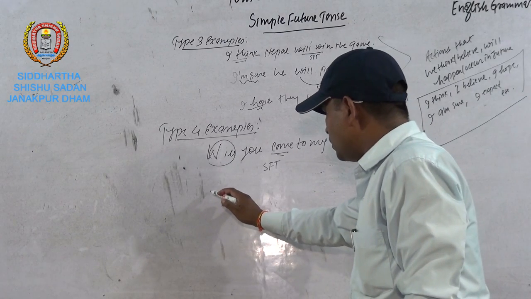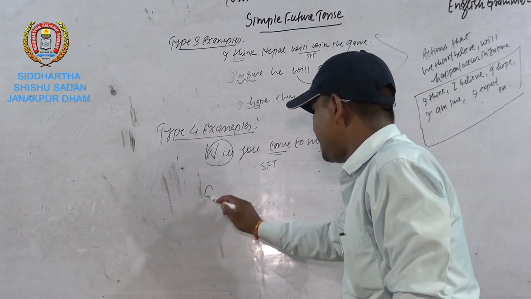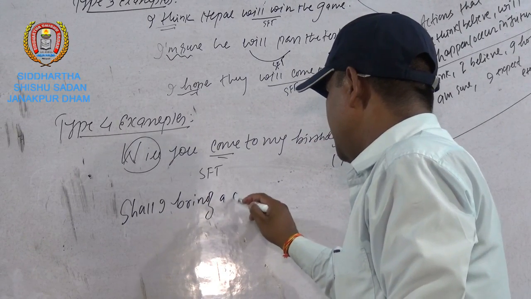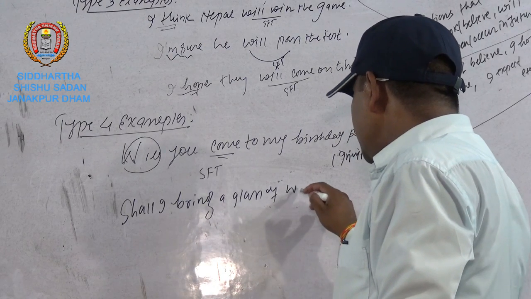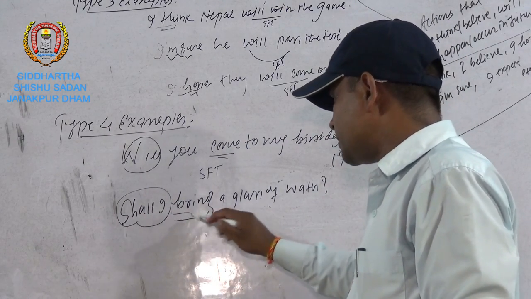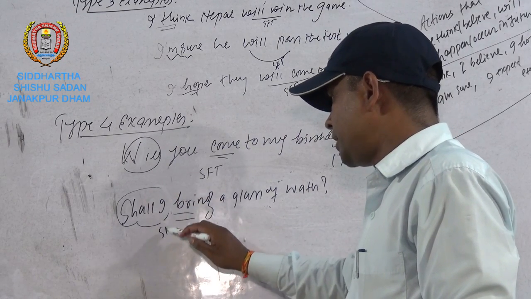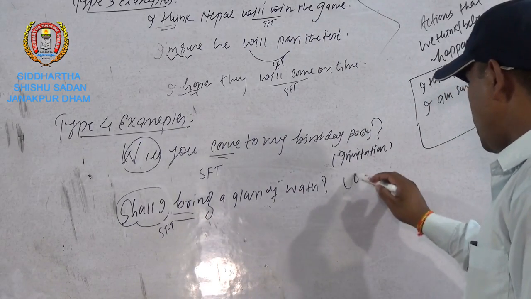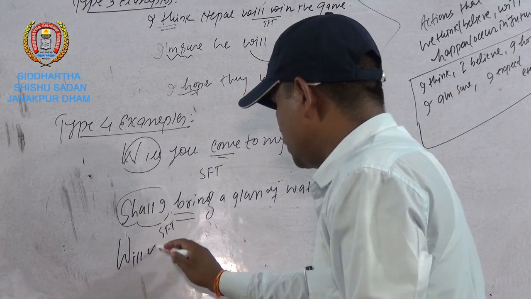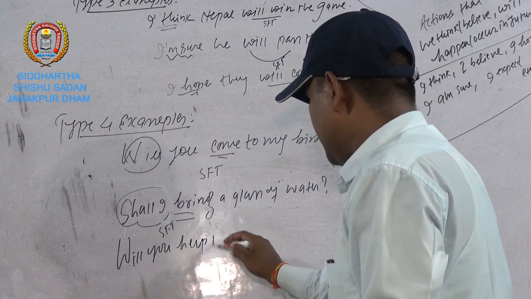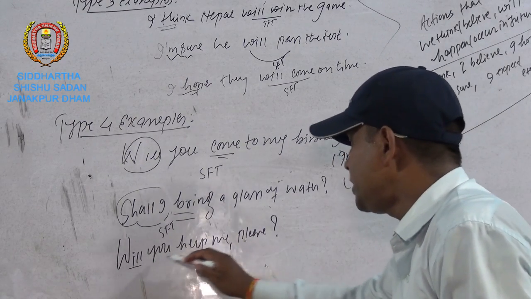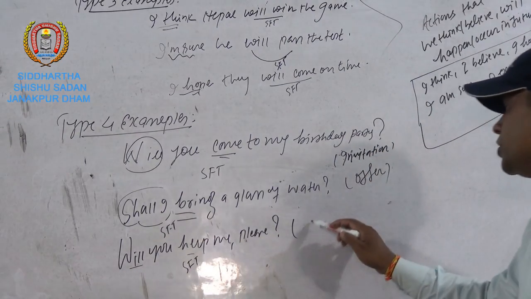Okay. Then, shall I bring a glass of water? Which tense is here again? Shall plus V1. Simple future tense is here. Yes. Why? Because it shows an offer. Will you help me please? See, again we have simple future tense here. And the reason is it's a request here.